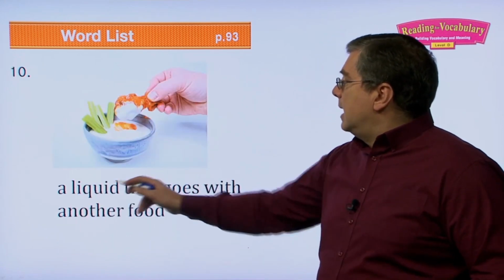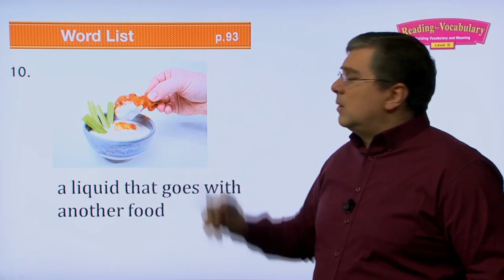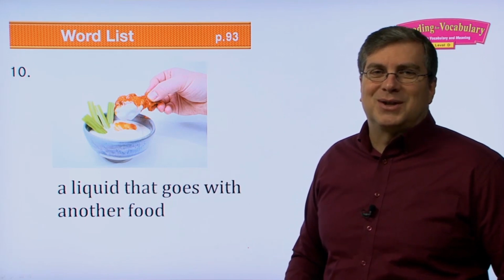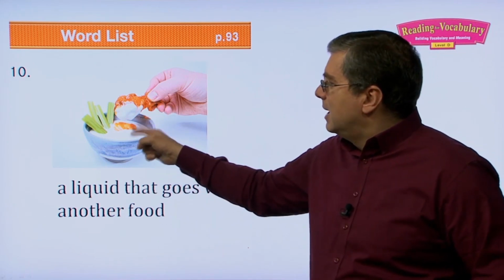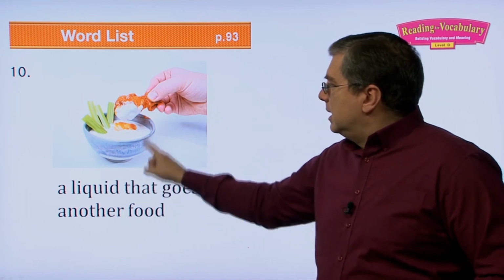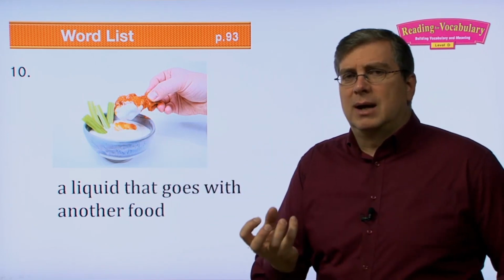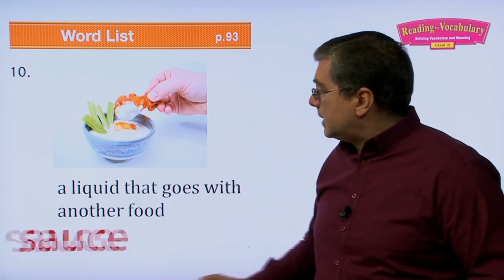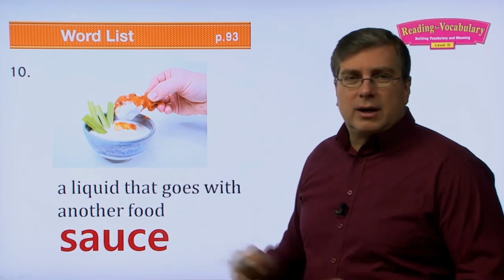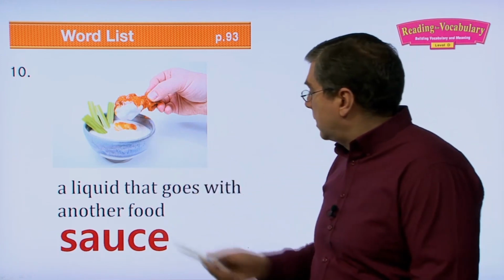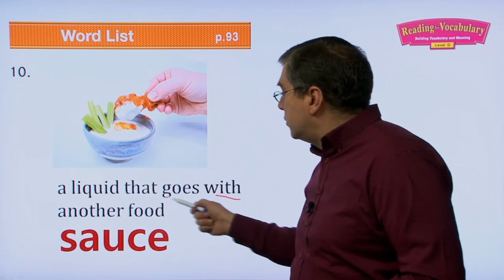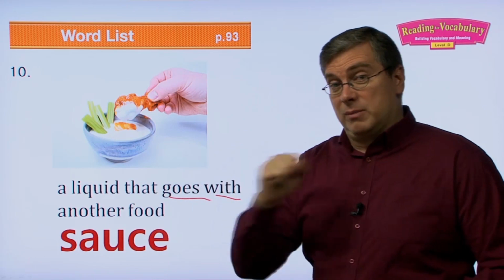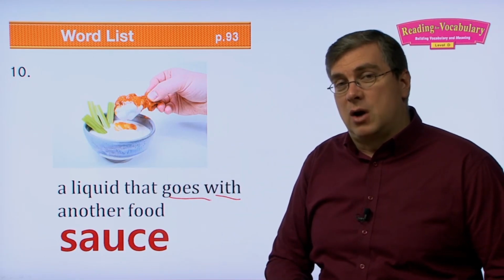Okay, next one. A liquid that goes with another food. So a lot of foods that you'll eat, especially if you go to a restaurant like TGI Fridays or some other place like that, and you have chicken wings, they usually have some other, it's like a liquid. It's a very thick liquid, right? It's not like water, although some can be thin. It's called a sauce. A sauce, usually they're kind of thick, and you dip your food into it, right? A liquid that goes with another food. So you either dip your food into it or you pour it on top of your meal. And that, of course, is a sauce.